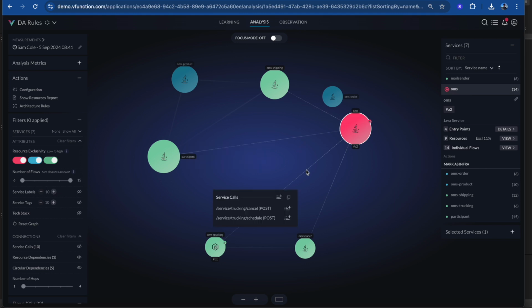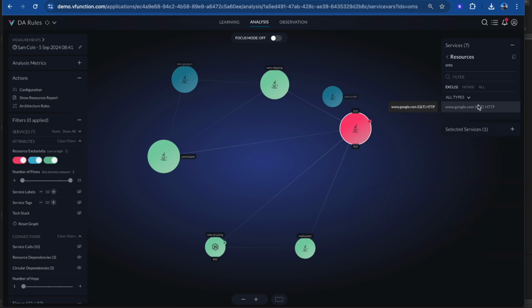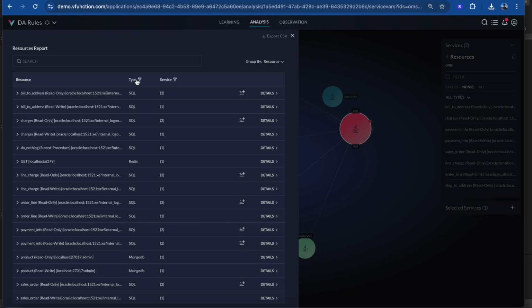The dotted lines represent calls between these services, and I can go into a specific service and get more information, like the entry points and the resources. In this case, 8 resources are non-exclusive, and all of them are database tables. We can then go further and actually look at the resources report where we map the different resources. Okay, and these are the types of resources in the system, be it Kafka, SQL calls, Redis, MongoDB, and others.